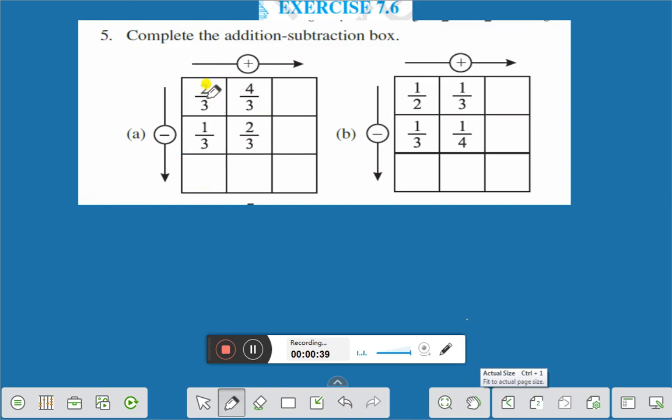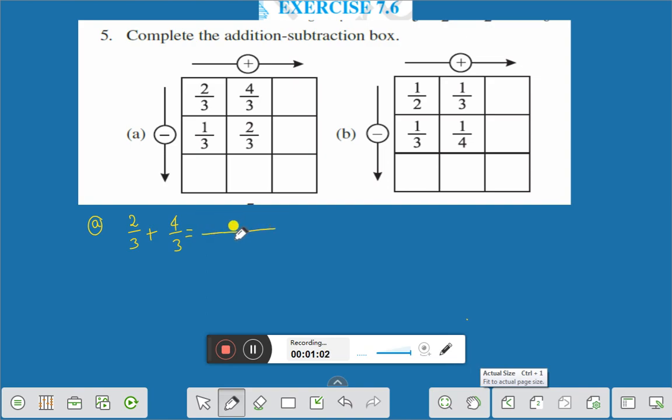Now the first one, that is question number A. We are solving question number A. The first one is 2 by 3 plus 4 by 3. What is the LCM?